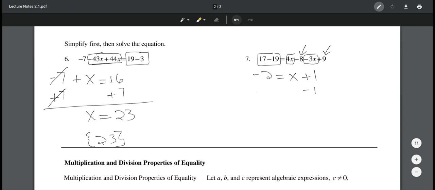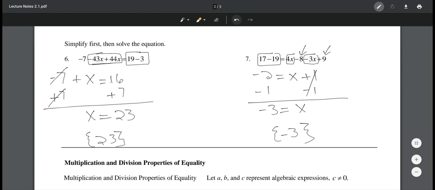At this point, I would subtract 1, the opposite of 1, to get it away from x. So 1 and negative 1 will cancel. So I end up with negative 3 equals x. If you plug that back into your problem, the left and the right sides should balance.